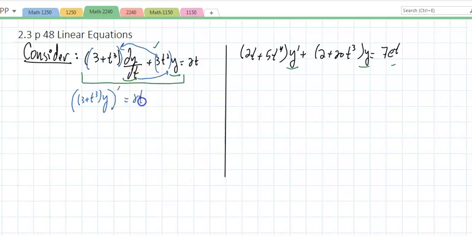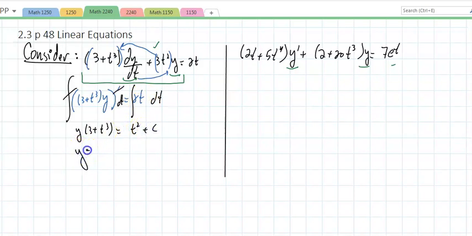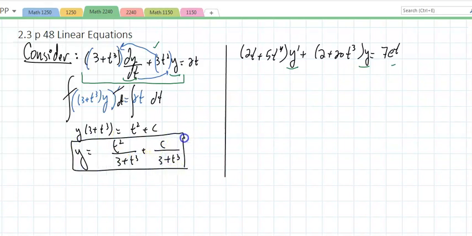And what do we know? If I integrate with respect to time, wouldn't that undo that derivative? Wouldn't that simply be y times 3 plus t cubed? And the right side will be 2 add 1 to the power t squared plus c. And wouldn't you be able to get y to be t squared over 3 plus t cubed, plus c over 3 plus t cubed? So I'm able to solve the equation. Initially I couldn't, but by recognizing this is the product rule, I could.